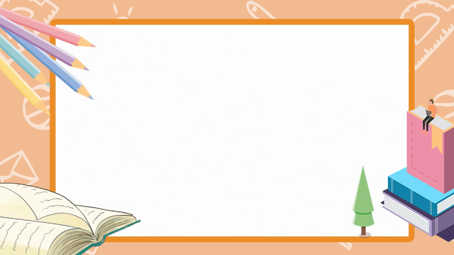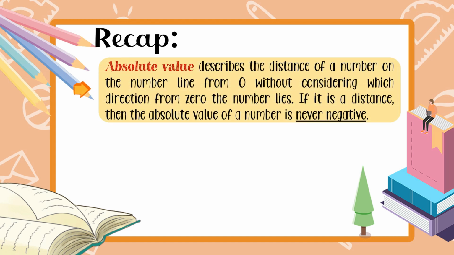Okay guys, well done. And before we end this video, let's have a recap. So, absolute value describes the distance of a number on the number line from 0 without considering which direction from 0 the number lies. If it is a distance, then the absolute value of a number is never negative.